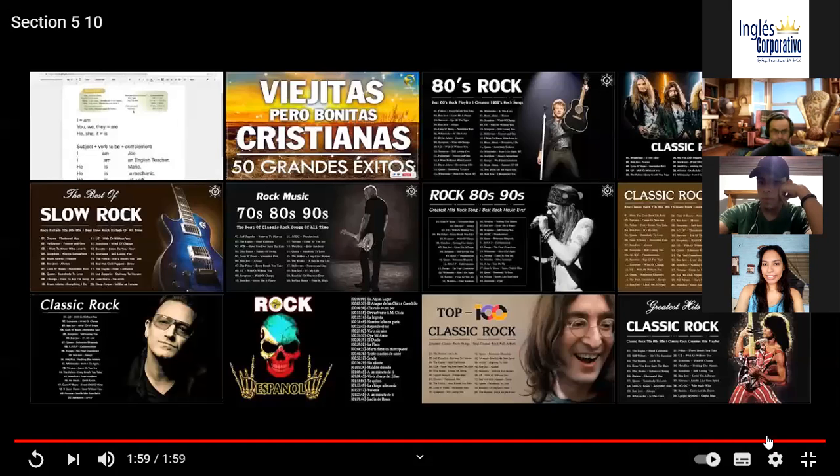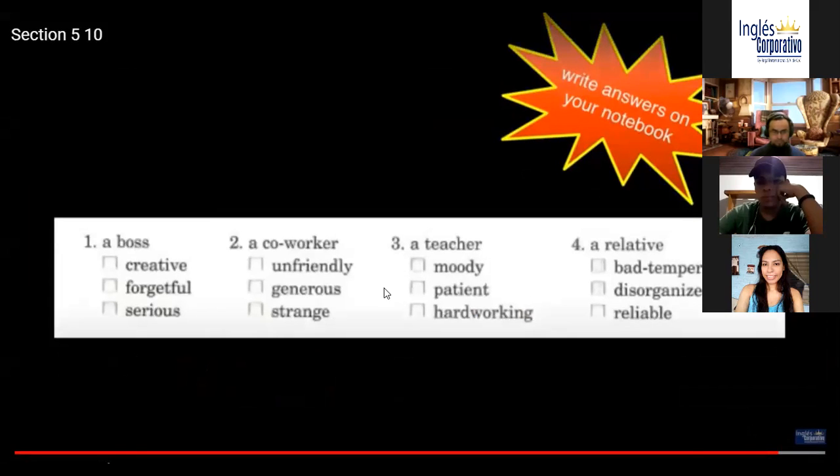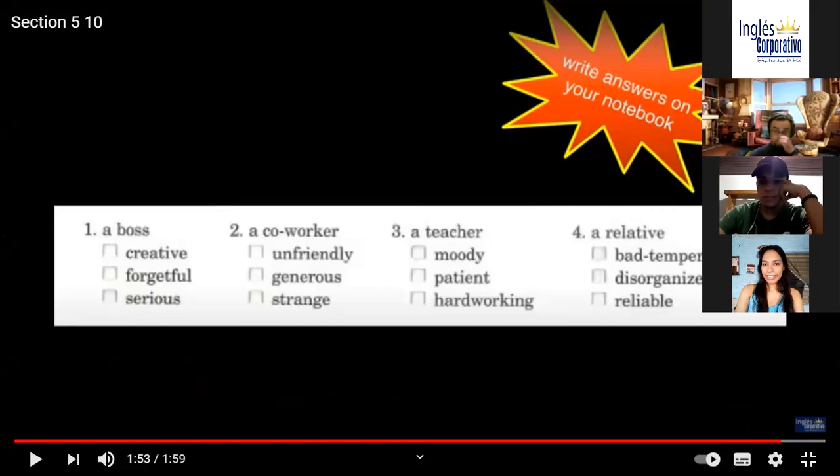Okay. Can you tell me here in this part? Really? Yeah, he gets up. Okay, can you tell me, using this, what are the descriptions for each one? A boss is serious. Okay, in the case of the boss, he's serious. Okay, what else? A coworker is generous. Generous, okay, very good. What else can you identify? A teacher is moody. Teacher is moody, okay. What is the meaning of moody?